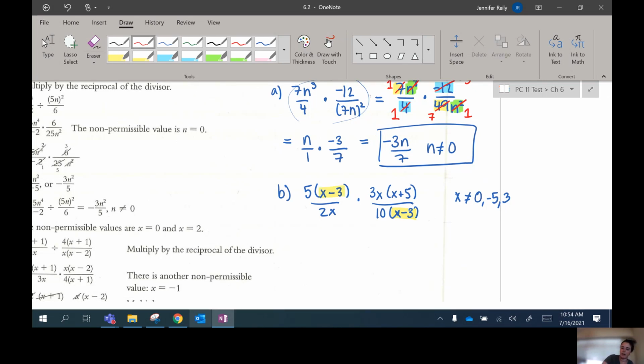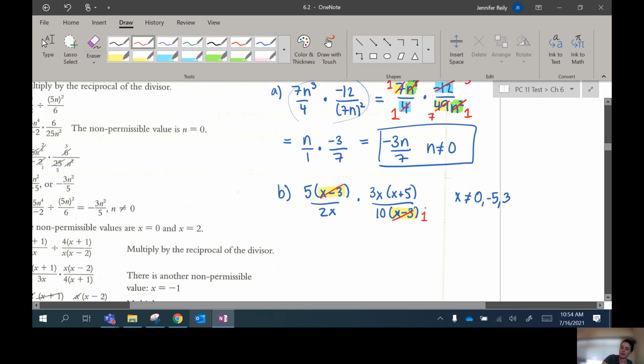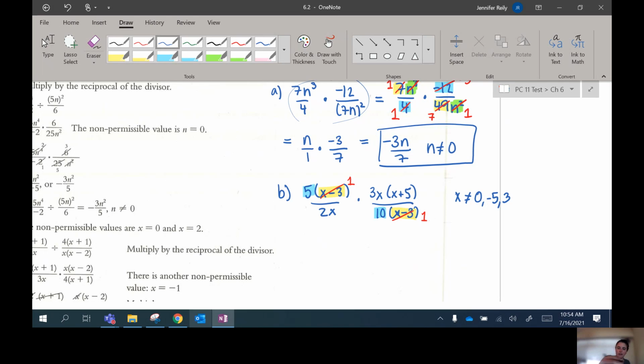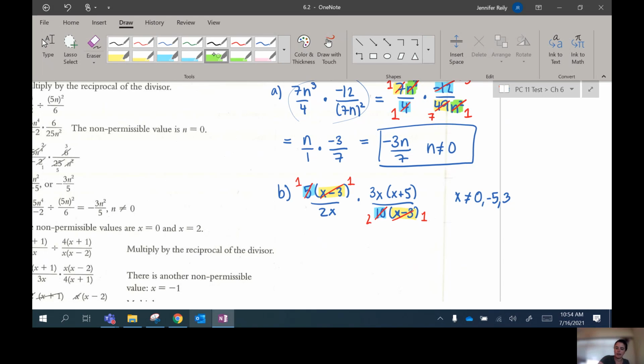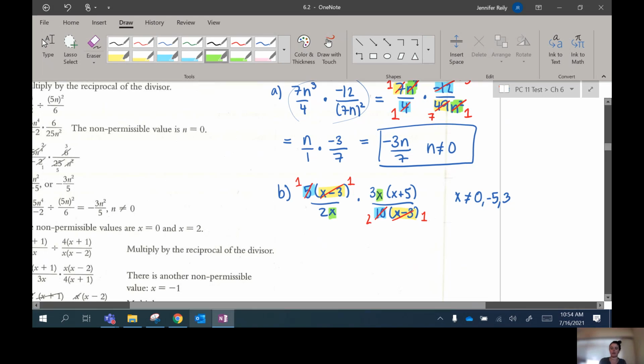Okay, let's do some canceling. We have an x minus 3 in both. We can cancel those out. Divide by x minus 3, I'll get 1 and 1. Let's look at the numbers. I have 5 and 10. Those can be divided by 5. Get 1 and 2. And I also have an x in both the numerator and the denominator. You can cancel those out. We'll get 1 and 1. And I think that's it.